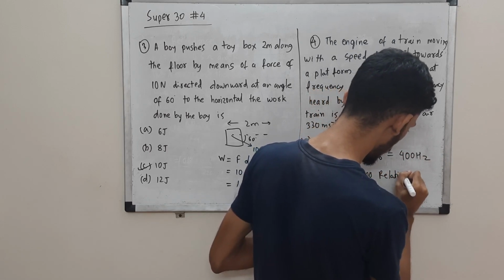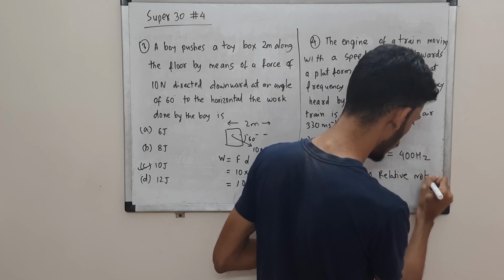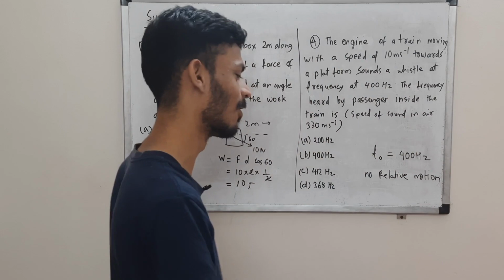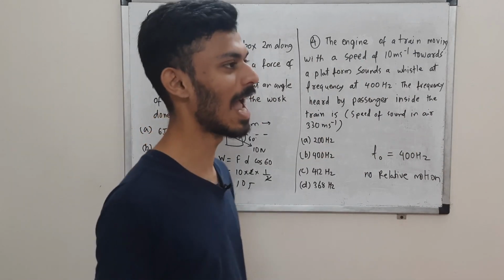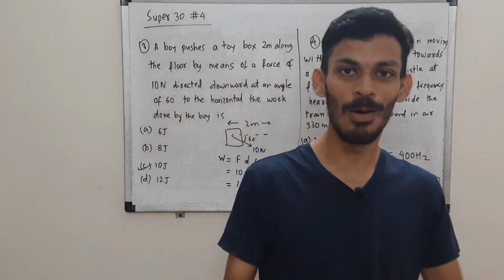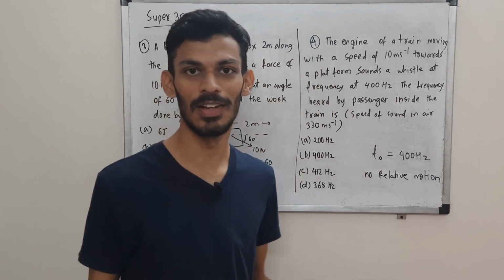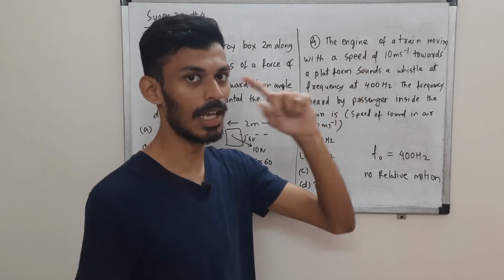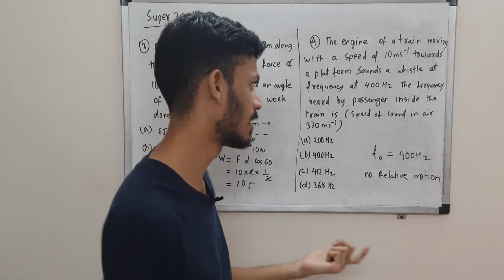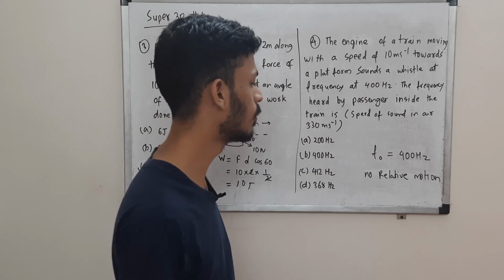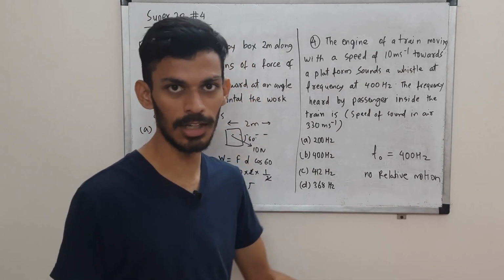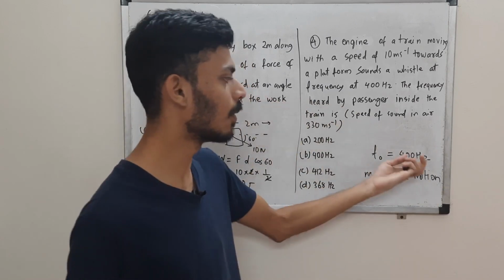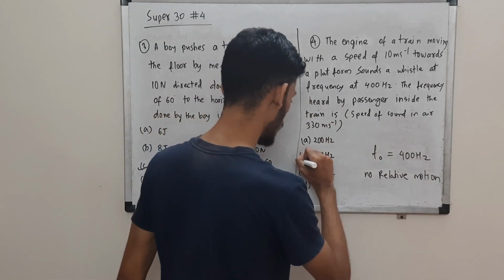Because there is no relative motion between the source and the sink, no relative motion between source and sink. No relative motion between the source and the passenger or the observer. Okay, so there is no Doppler's effect happening over here. But if the observer was standing on the platform, then it would have been a different case, right? So then there would have been a Doppler effect, but here there is no relative motion, no Doppler's effect, no change in the frequency. Okay, apparent frequency equal to the original frequency, which is 400 hertz.